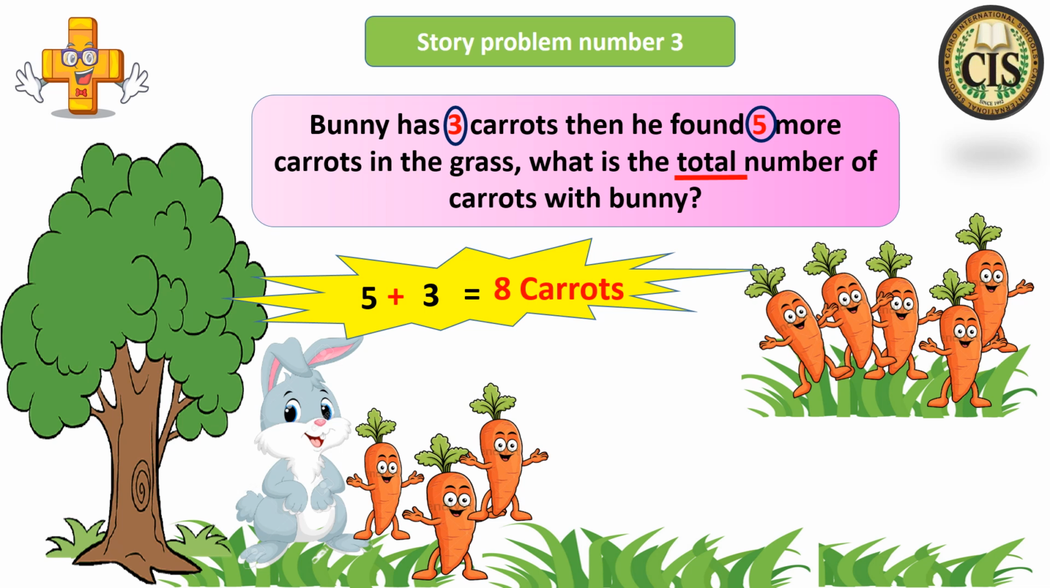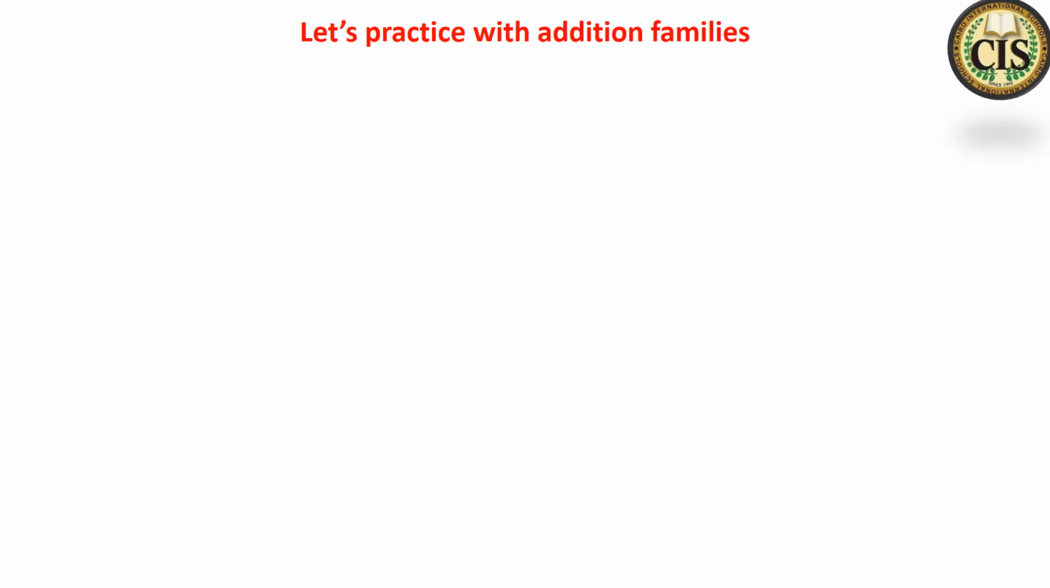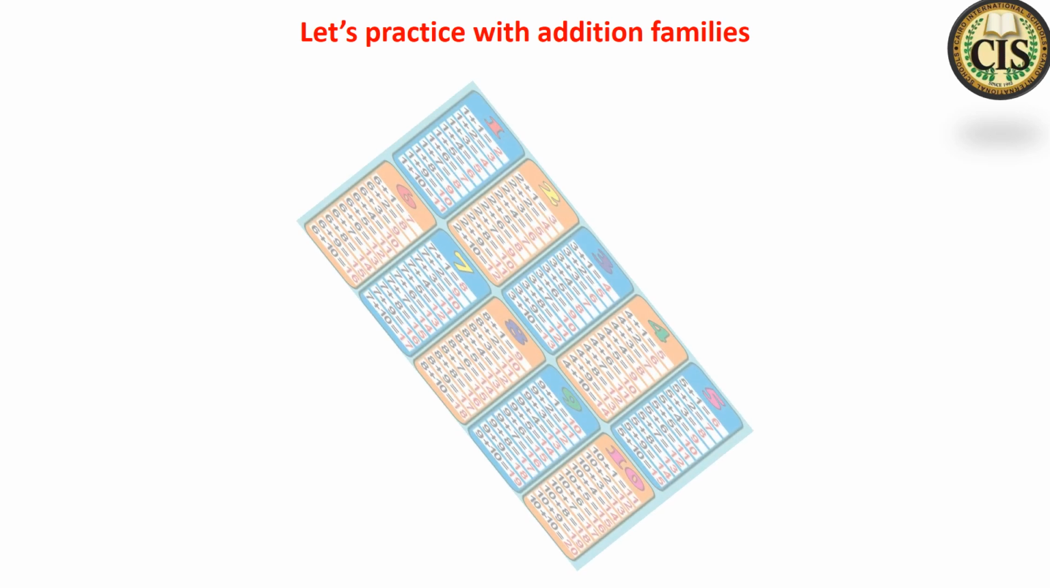Let's check together and count the total number of carrots. 1, 2, 3, 4, 5, 6, 7, 8. Yeah, they are 8 carrots. And now let's practice more with addition families.